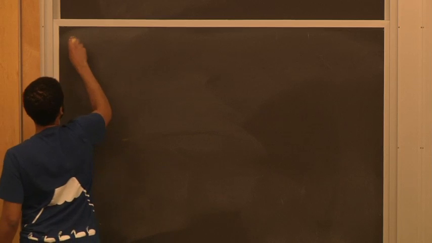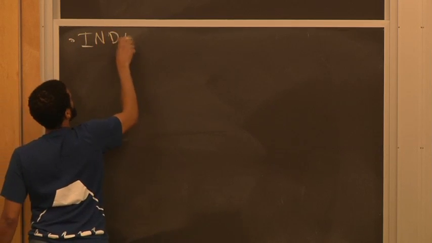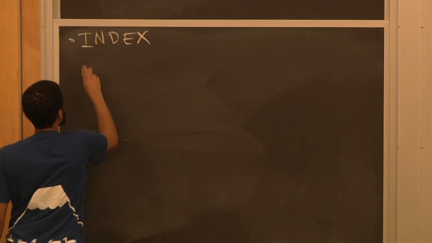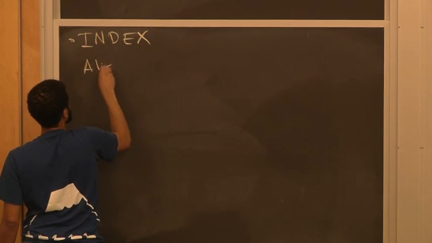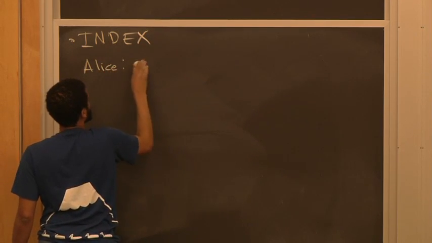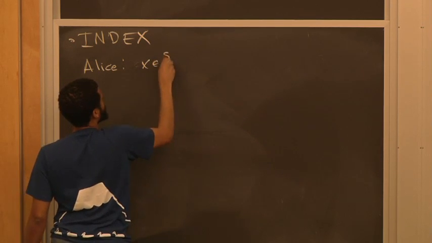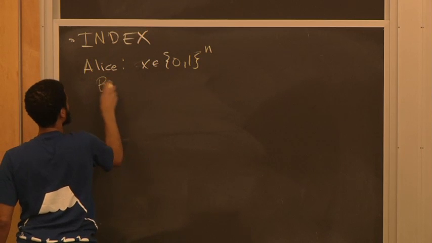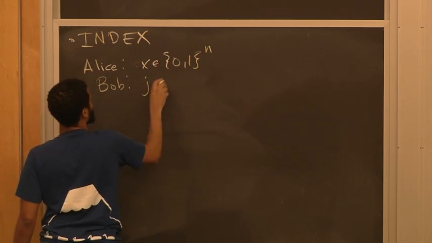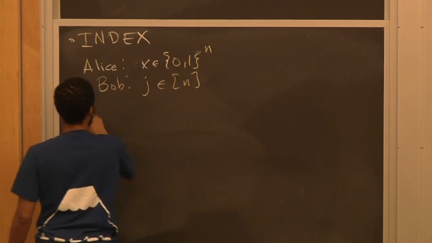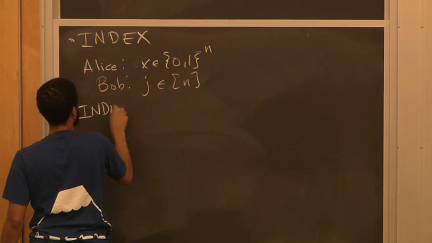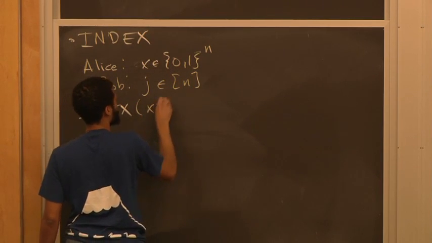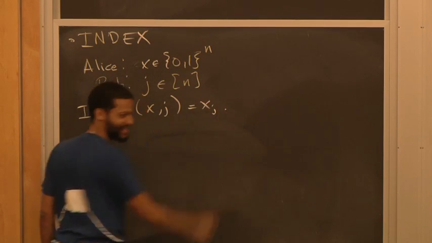So index, it's a 2-player problem. So Alice gets some x, which is in {0,1}^n. And Bob gets some j, which is between 1 and n. And index of (x, j) is x sub j. Okay?